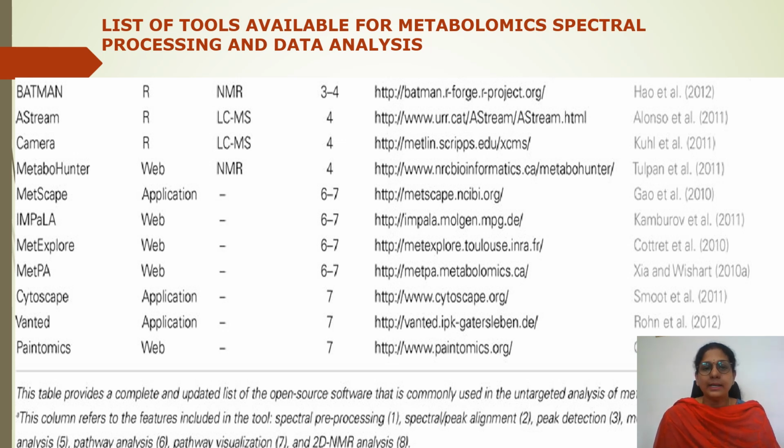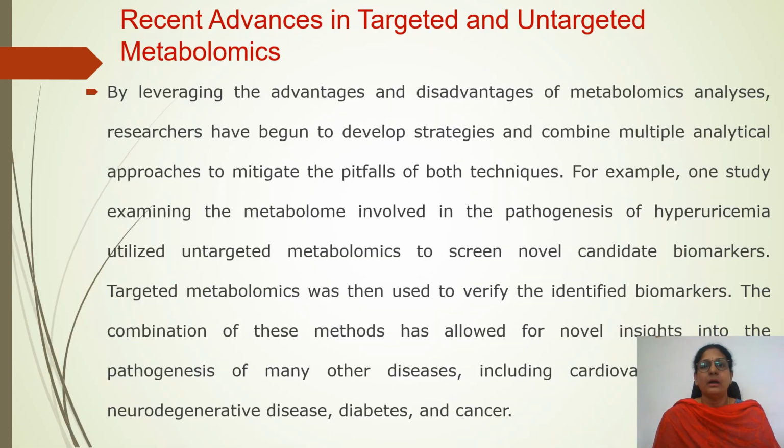And for example, MetExplore is a web tool, 6 to 7. What is 6 here? Pathway analysis. What is 7 here? Pathway visualization. So what kind of features they cover, I have mentioned here. And now, untargeted metabolomics means fingerprinting, profiling.